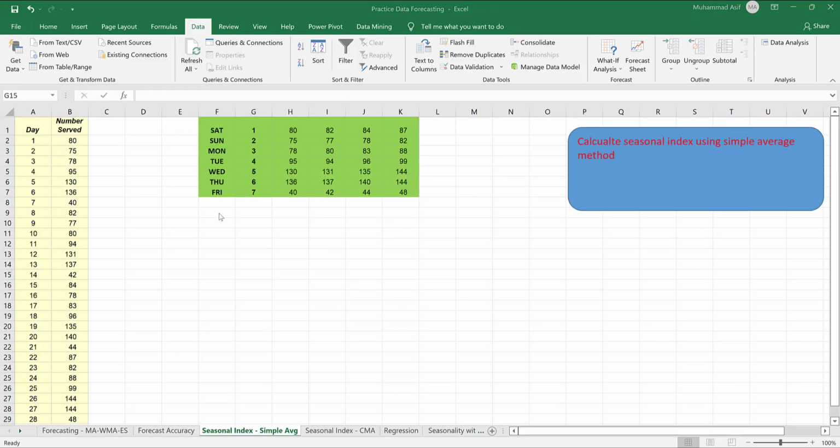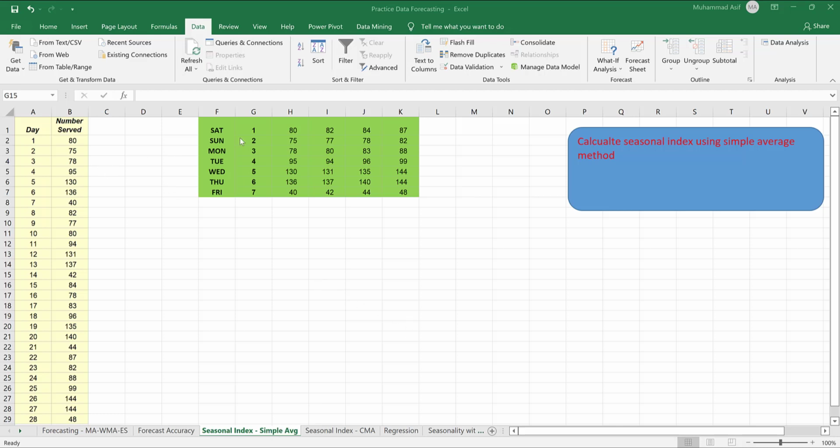In next topic, we are going to determine seasonality in our data. There is a possibility that data might show some seasonality, which means there's a pattern. So for example, let's say we have data here. Maybe it's like number of days 1 2 3 4 5 6 7, and then next week starts, and like that. We will be calculating seasonal index using one method that's called simple average method.